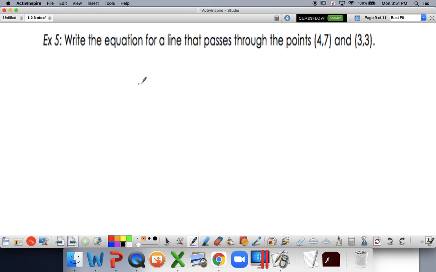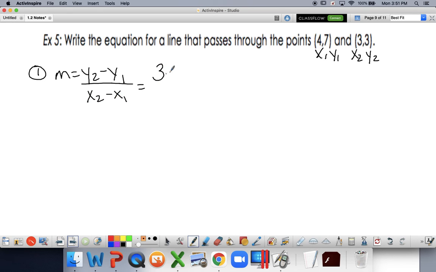Let's look at our last example in our notes, the exact same type of question, but the first thing I need to do is calculate that slope. So step 1, calculate our slope. And if you have not memorized the slope formula yet, I encourage you to do so. They will not give you the slope formula on the ACT. So I get 3 minus 7 over 3 minus 4, a negative divided by a negative, positive.